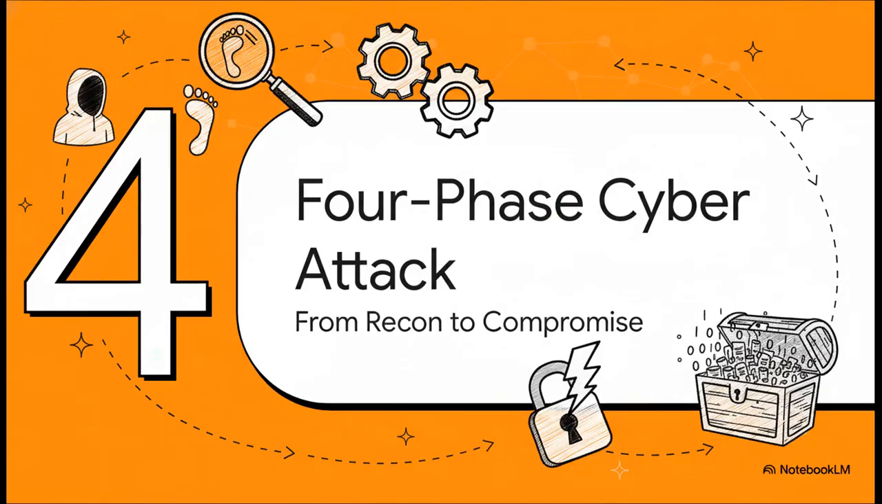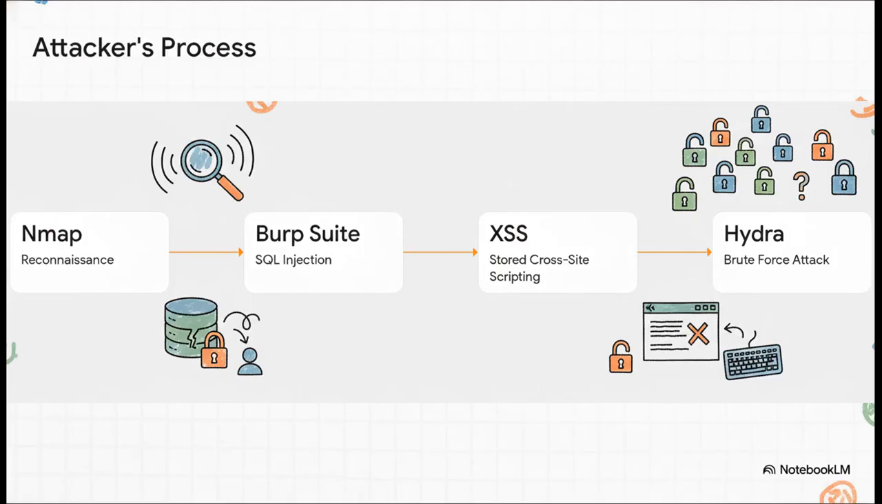And now, for the main event. You see, a real-world hack is rarely just one thing. It's a chain of events, a step-by-step process. So we are going to walk through a classic 4-phase attack that shows you exactly how an attacker goes from knowing nothing about a target to getting full access. Our playbook is simple, but it is devastatingly effective. We're going to start with reconnaissance to scout the target.